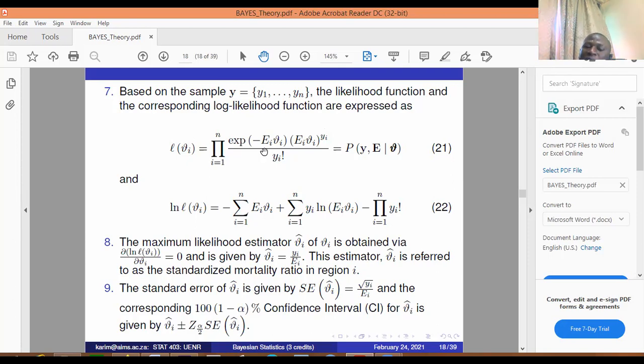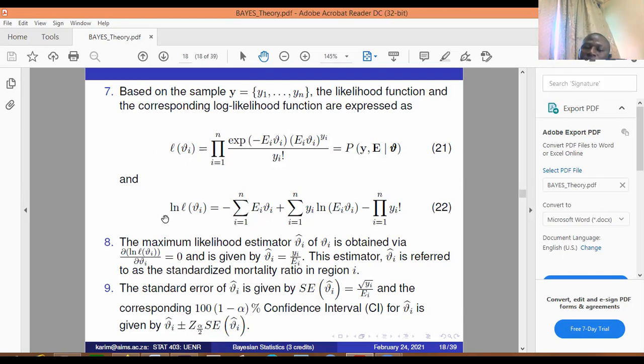And here, because our lambda is now the expected number of cases in region i multiplied by that, that's why we are substituting that here. Otherwise, it was just going to be exponent of minus lambda, and then lambda to the power y divided by factorial of y. But our expected, that is the lambda, is now the expected number of diseases multiplied by the risk.